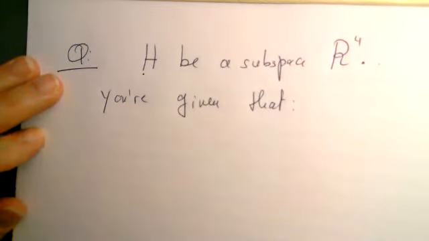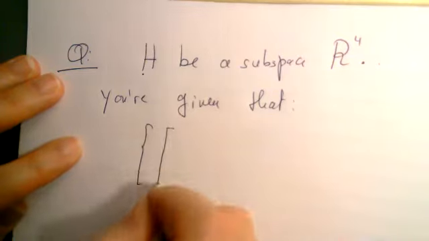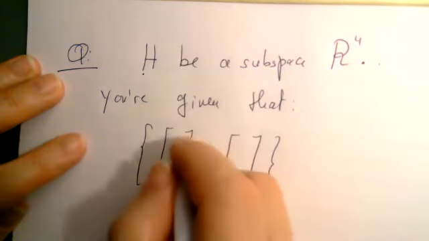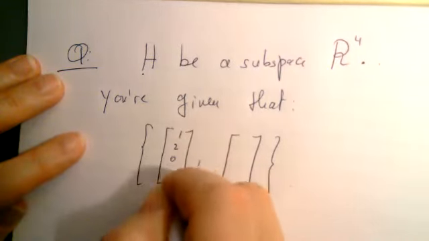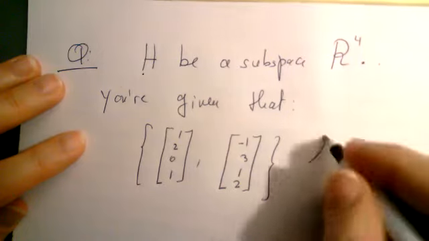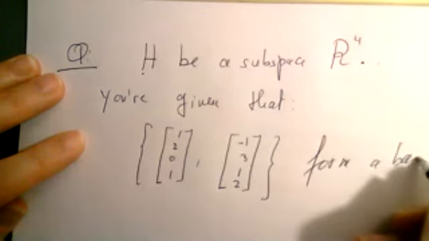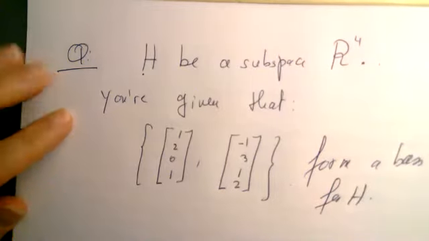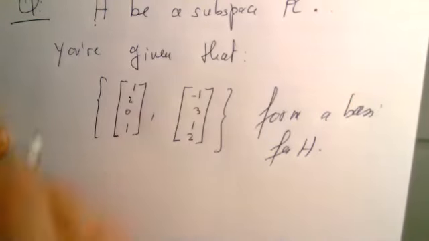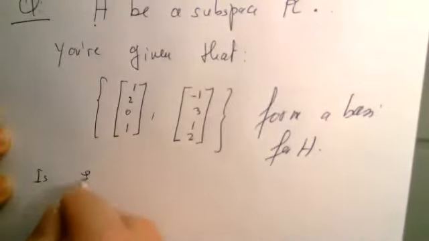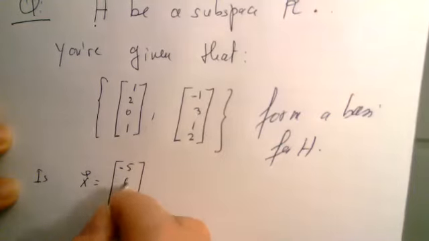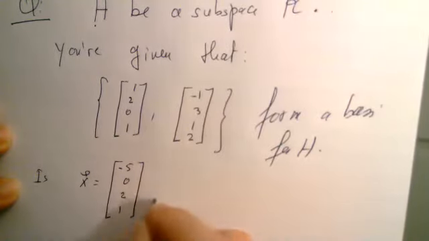You're given the following vectors, and they are in R4 because that's our universe, that's where we live right now. 1, 2, 0, 1 and minus 1, 3, 1, 2. You're given that those form a basis for H. Now here's my question. Is the following vector, minus 5, 0, 2, 1, in H?